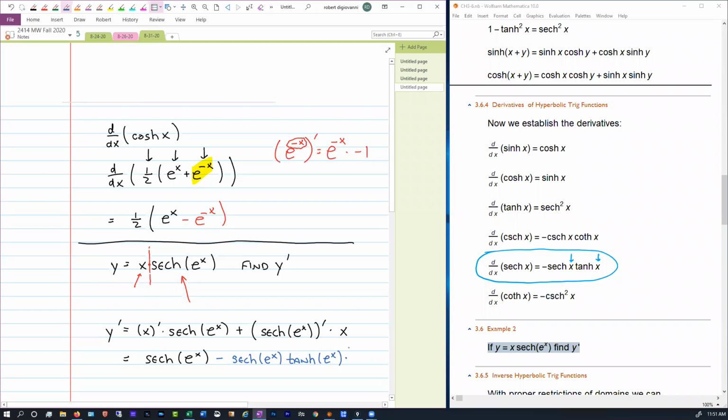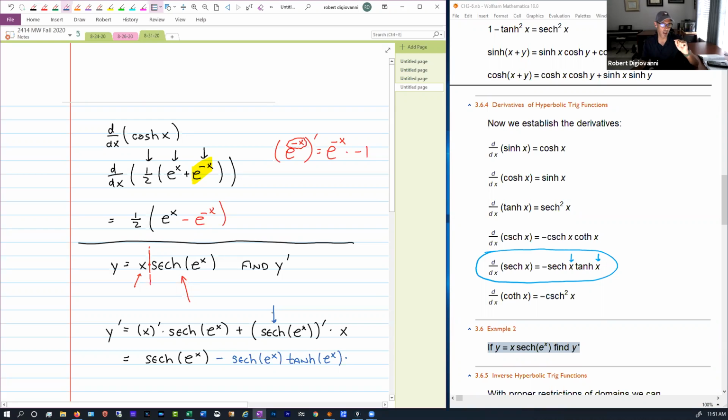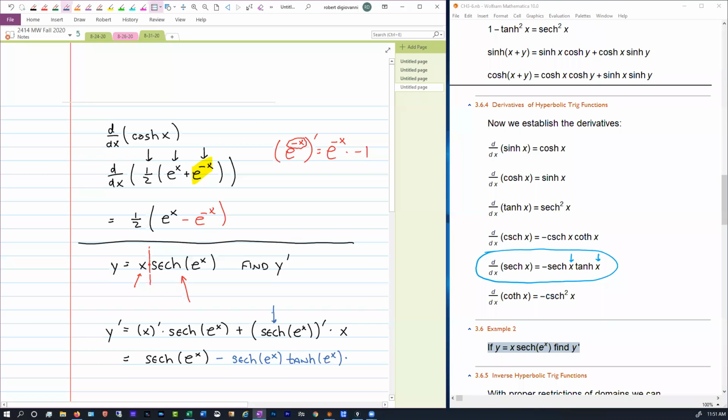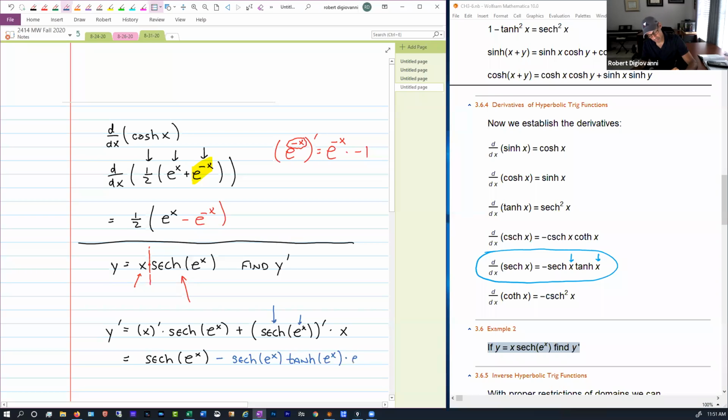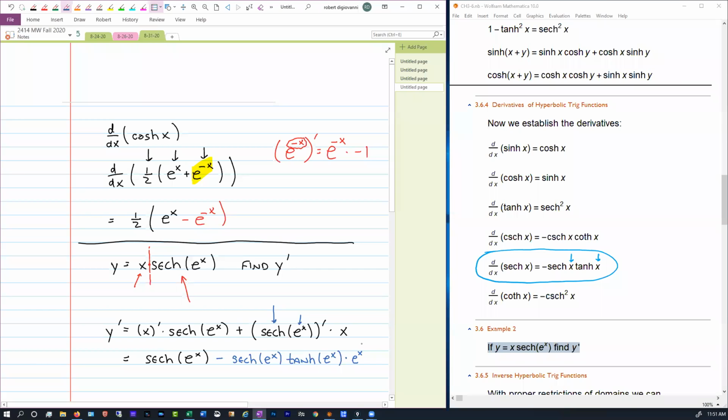Wouldn't that be it? Well, what you've done is you've taken care of the derivative of the secant hyperbolic part. Right. What you haven't done yet is take the derivative of its argument. Wouldn't that be e to the x though? That'd be e to the x. Good. And then you have to finish off the product rule, which means you have to bring this x in, times x. There it is.